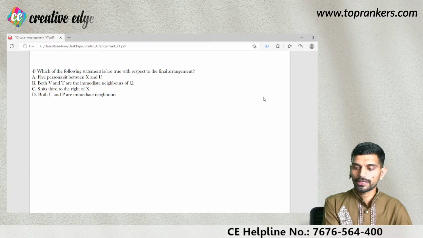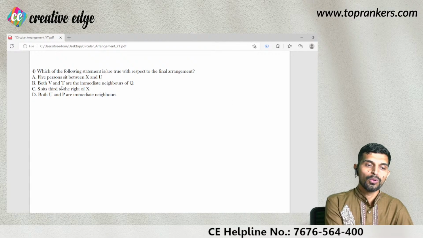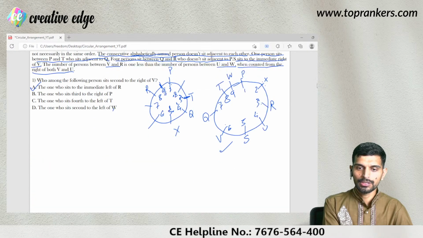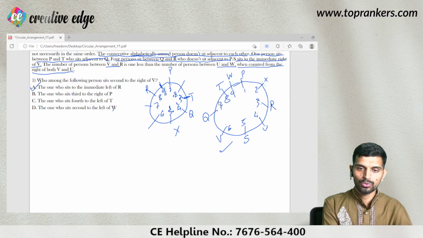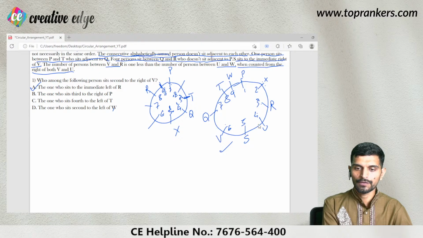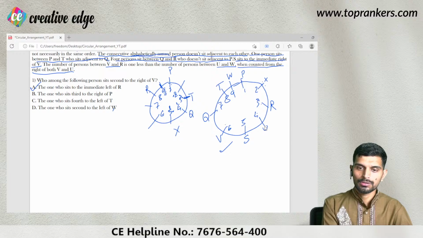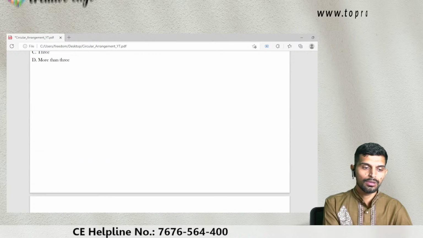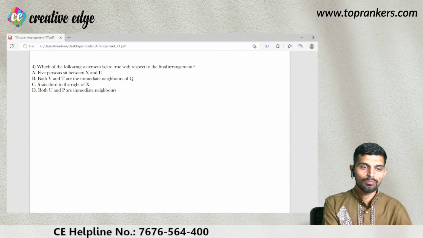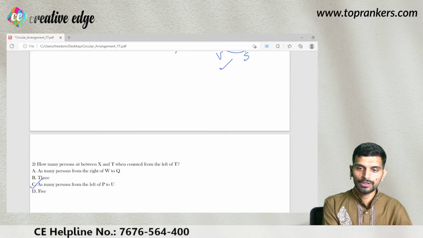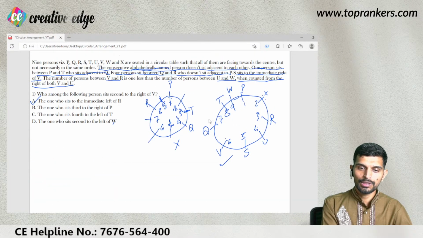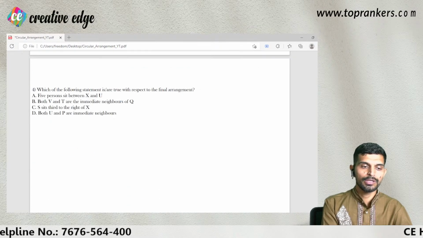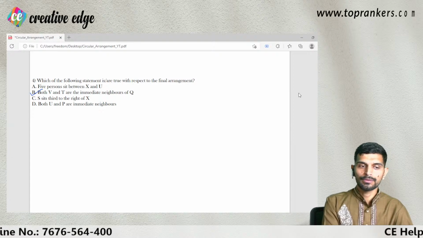5 persons sit between X and U. Both V and T are immediate neighbors of Q. Let's check these two. 5 persons sit between X and U: 1, 2, 3, 4, 5, 6, right? Then the second one, both V and T are neighbors of Q, is correct. So the answer should be B.